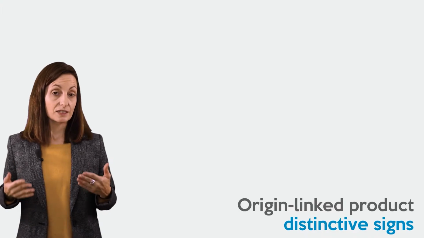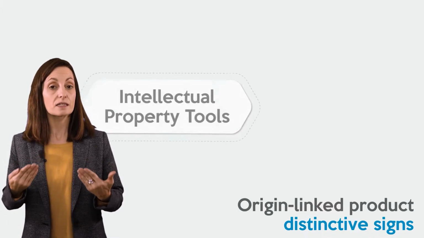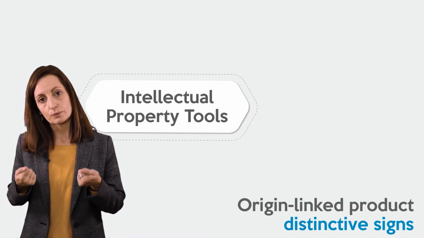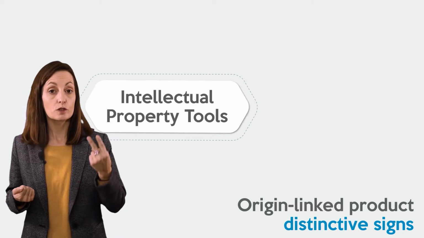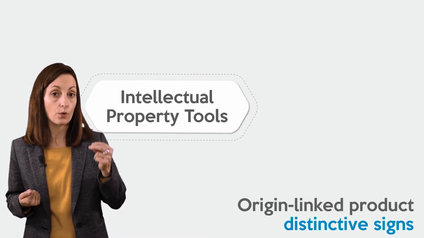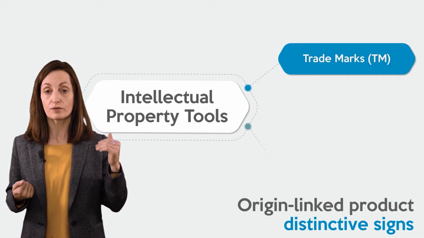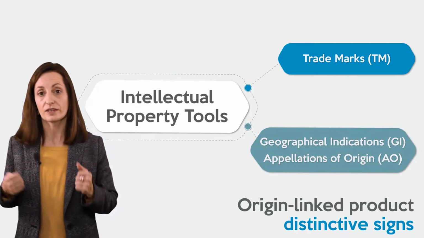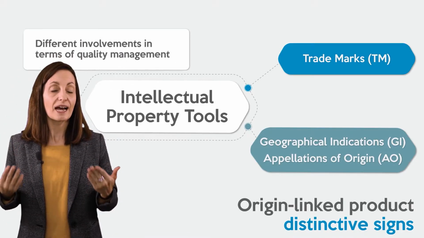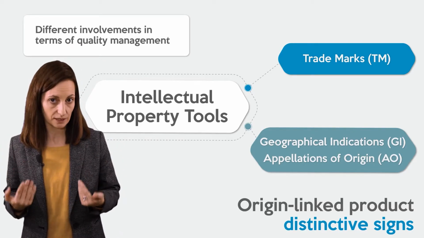Speaking about collective signs means that we will use distinctive signs, so intellectual property tools. Inside the intellectual property tools category, we have two categories that can be used in order to protect origin-linked products. We have the trademarks and we have the geographical indication and/or the appellation of origin. Each tool will have different involvements in terms of quality management.